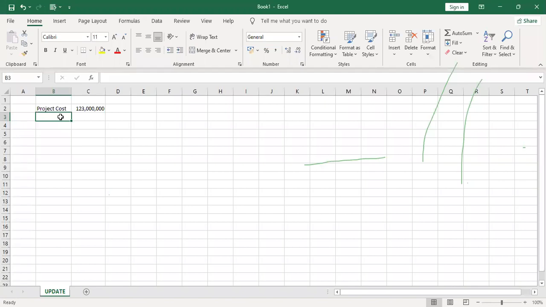So that is the project cost. Now on this worksheet, show the amount covered by Exim Bank and the amount covered by the Government of Uganda. So go to cell B3 and type Exim Bank amount.